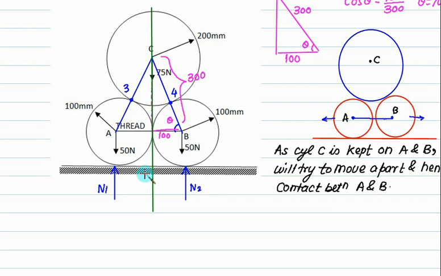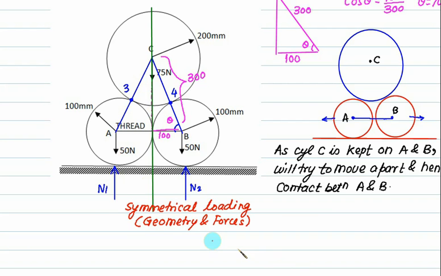So you also draw one line and write it symmetrical. There must be symmetry of geometry as well as forces. Then only it is called symmetrical loading. For example, if this is 50 Newton and this one is 60 Newton, then you can't say this is symmetrical, because geometry is satisfied, but the forces are not. We have to calculate all. But if both are 50, then we can very well use the concept of symmetrical loading.